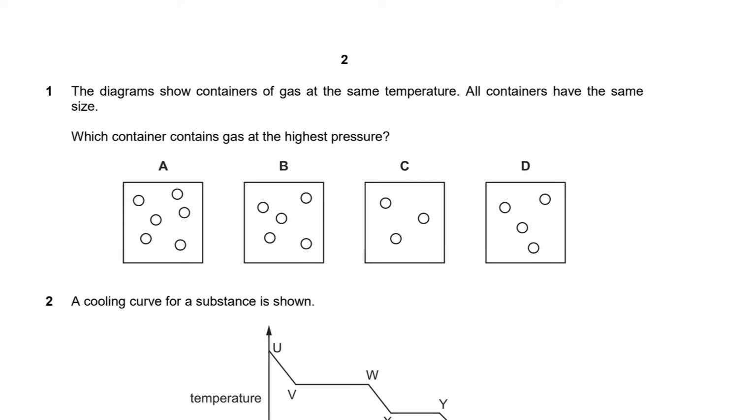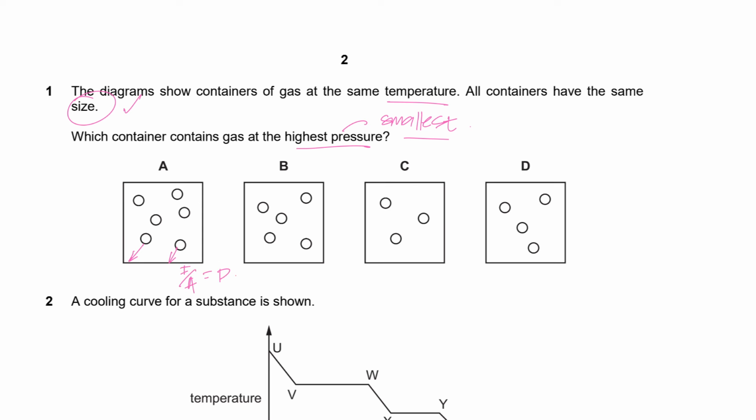So let's start. Question 1 says the diagram shows containers of gas at the same temperature. Okay, all containers have the same size. Now realize that the size is the same. So if he's asking you for the highest pressure, if the size was different, the smallest container would have had the highest pressure, keeping in mind that the particles remain the same in all the containers, right? The smallest container would have had the highest pressure because the smaller the container, the more frequently the particles would bombard with the walls of the container, exerting force per unit area, which is equal to pressure.